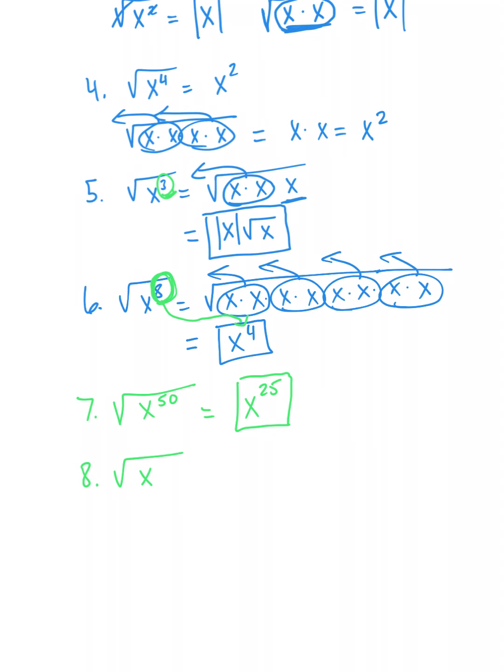If we had x to the 51st power, okay, then the closest but lower even number is 50, so we could take out 25 x's, but we would be left with 1x under the square root. Now, since 25 is an odd number, an odd exponent, we really should have the absolute value bars around our x. And this is our final answer.